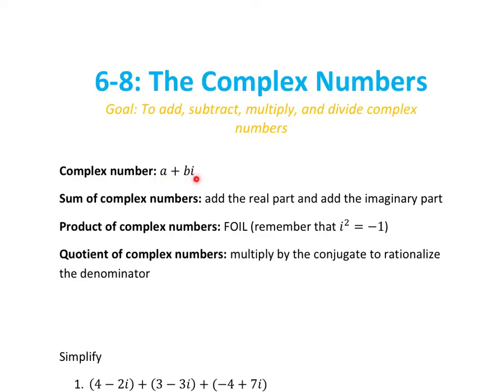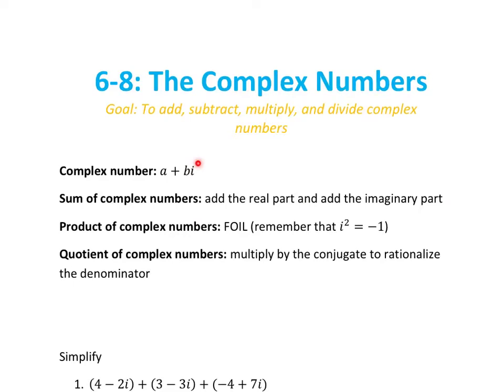So to add and subtract complex numbers, we add the real parts together. So add all the real numbers together and then add the imaginary parts together. If you remember the last lesson, I said when we're adding and subtracting complex or imaginary numbers, you kind of treat the i as like a variable. So like 5x minus 2x is 3x, so 5i minus 2i is 3i.